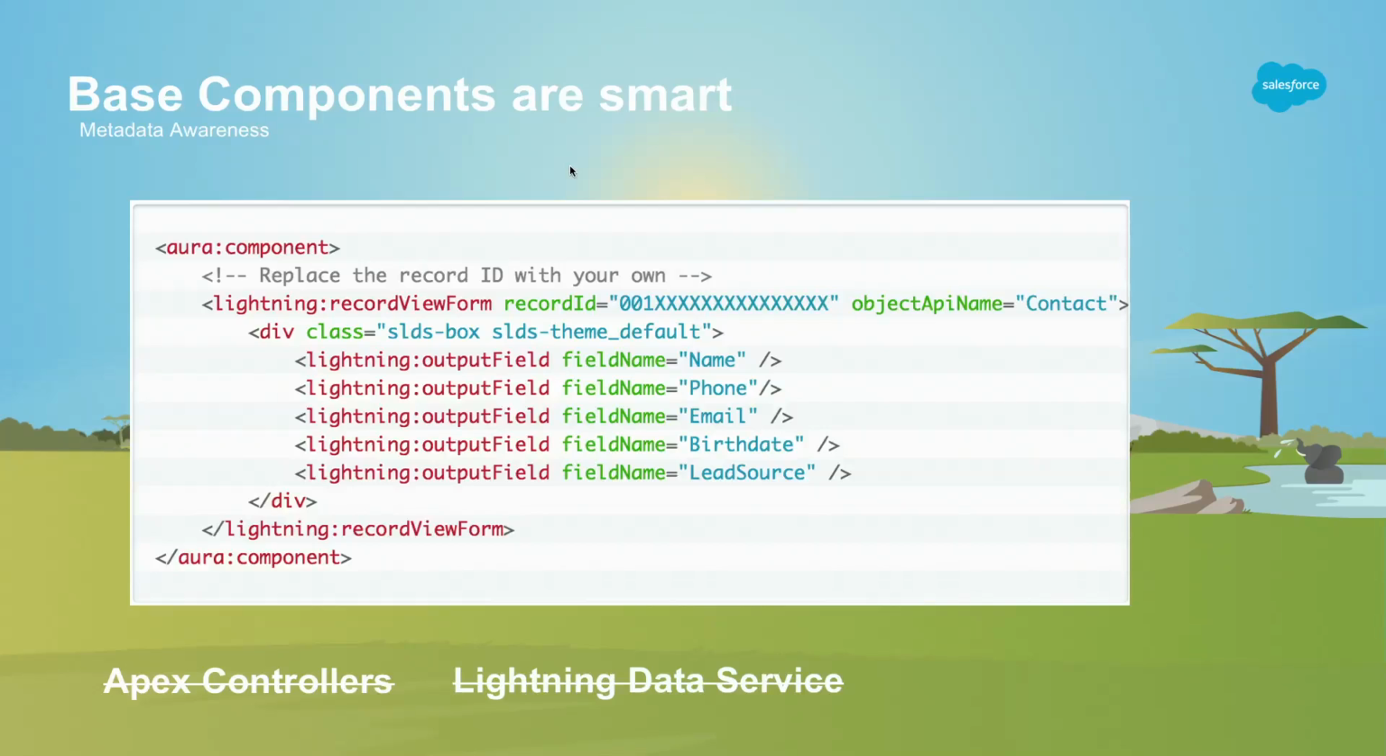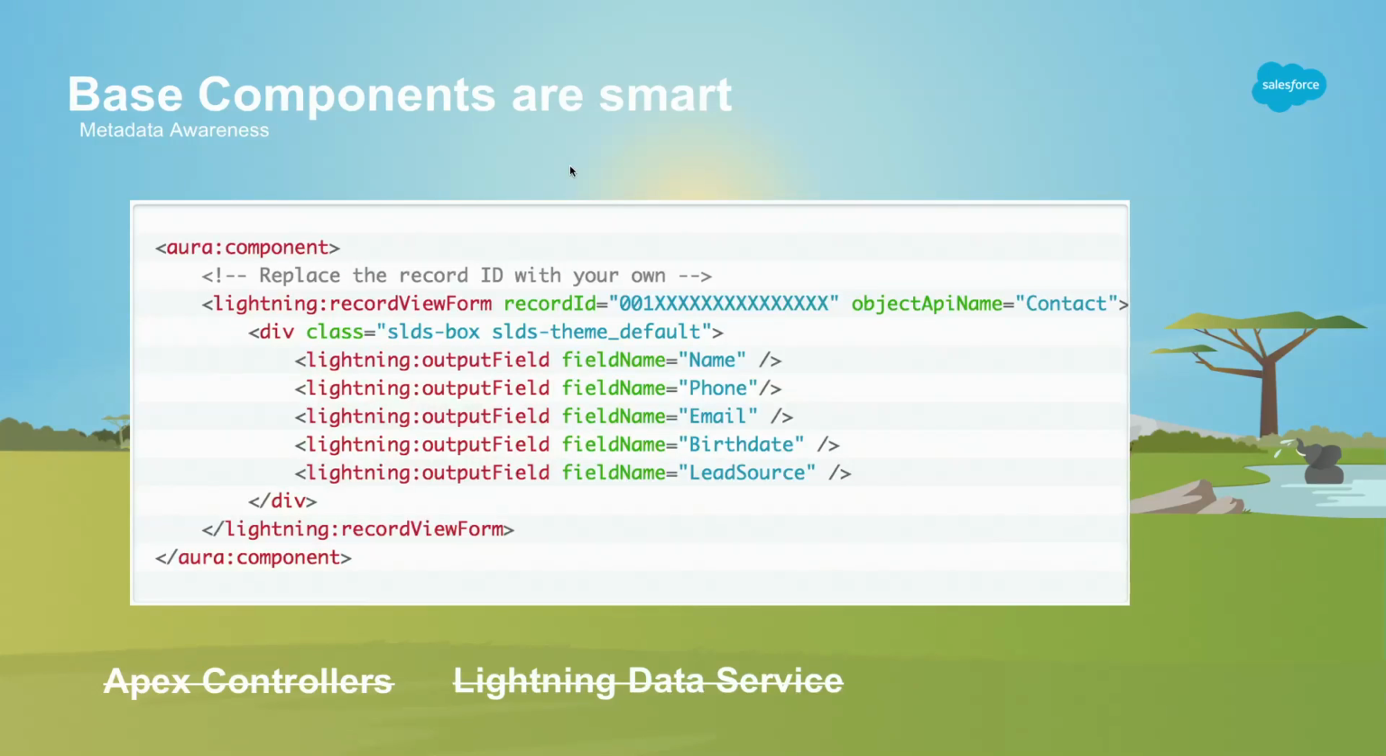I want to drive one important point here. I've talked a lot about base components, building blocks, smaller components. But I want to drive the message that base components are not just dumb pieces of UI, which you just basically sprinkle on the page. Base components are also metadata aware. They can actually read into the metadata of a record.